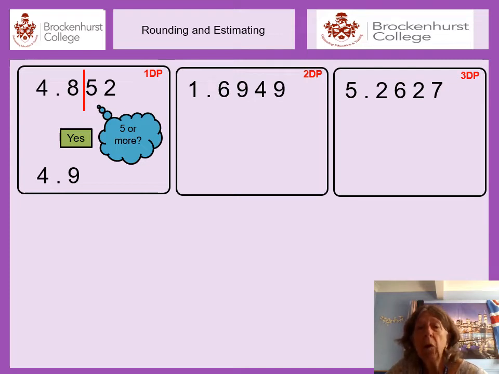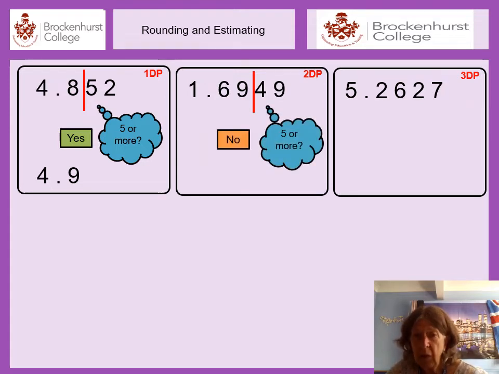We're now going to look at 1.6949. We want that to two decimal places, 2dp. So we count two numbers after the decimal point and draw our line. We again ask ourselves, is the number after the line a 5 or more? And the answer here is no. So we therefore leave the number in front of the line the same, so the answer is 1.69.